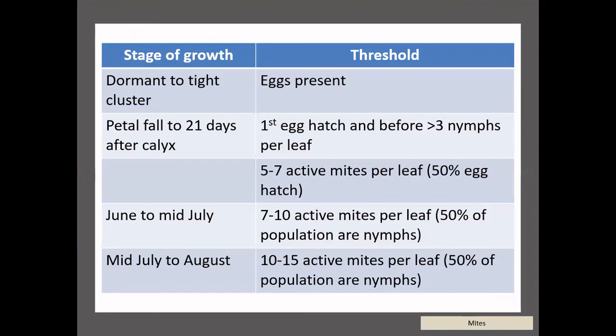This chart is just giving a breakdown of the thresholds that are in place for mite control. And as you can see, the thresholds actually get larger as the season progresses. This is because the tree is able to handle larger populations of this pest because of a denser canopy.